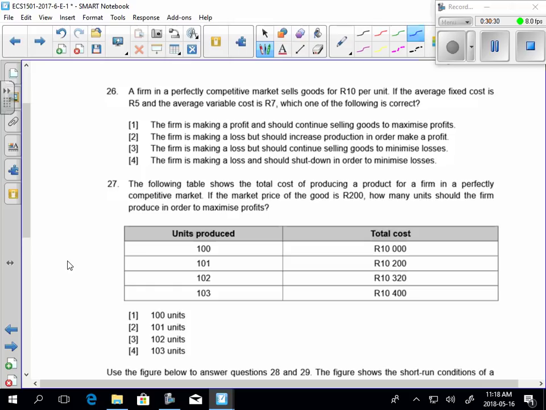All right, but the shutdown rule applies only if the average variable cost is above the selling price, which in this case, obviously, it's not. So what they need to do is increase their output in order to gain from economies of scale, until the cost of production is below the 10 Rand, when they reduce the average fixed cost. Does that make sense? Okay. So they are making a loss, but should increase production in order to make a profit.